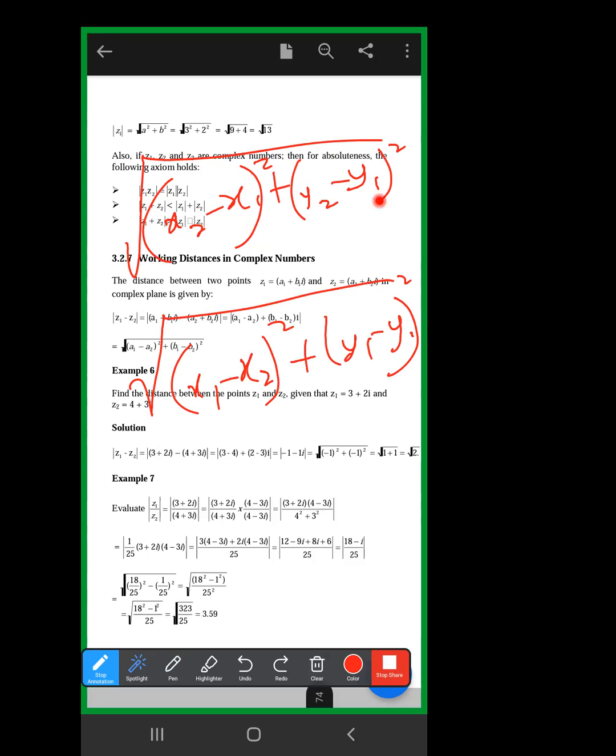What I used is x2 minus x1 and y2 minus y1. Are you following? What they used is x1 minus x2, y1 minus y2. So you can go and try that yourself and you will get exactly how they got it, that -1 all squared and -1 all squared. Okay? Any question?